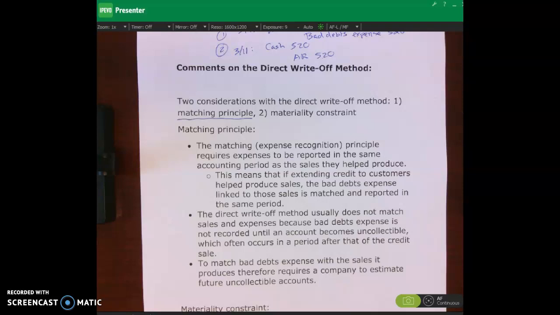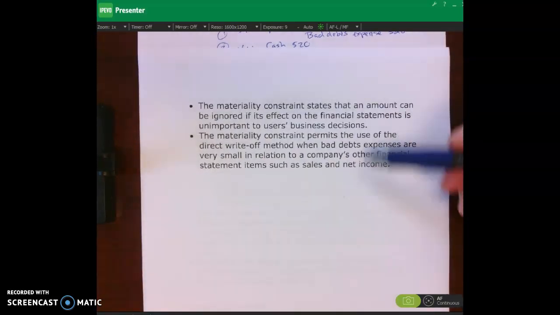You can use the direct write-off method and write it off in the next accounting period as long as it's immaterial. If it's material, that means it's a big dollar amount, and we cannot use the direct write-off method. So if it's material, big dollar amount, we cannot use it. If it's immaterial, small dollar amount, we can use the direct write-off method. And that's basically what I'm talking about right over here.